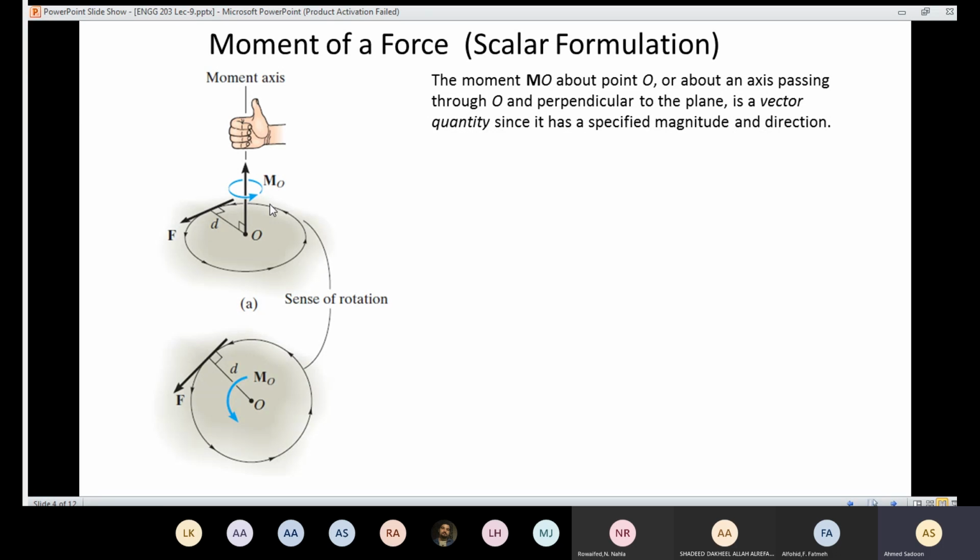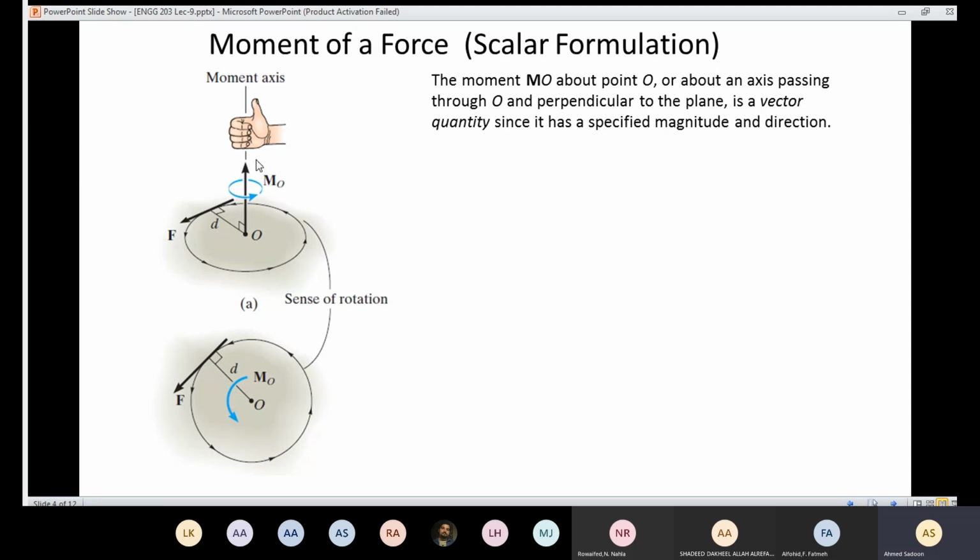And in the beginning of the lecture, I said that the moment is a vector. It's similar to the force. Then the moment is going to have magnitude, and also we are going to have direction. So the moment here has direction and it has magnitude. We need to calculate the moment, the magnitude of that moment.